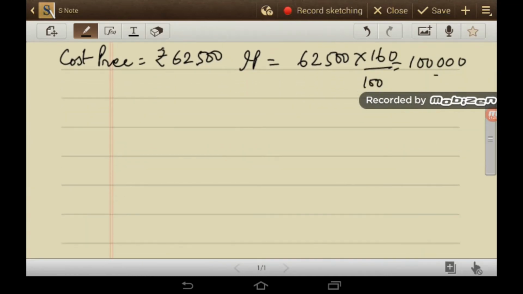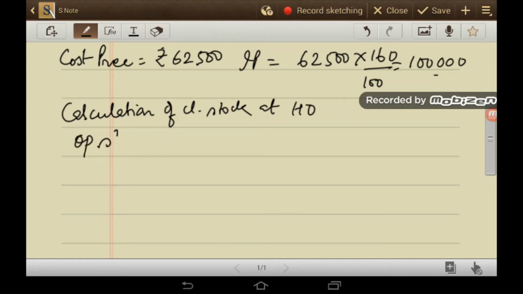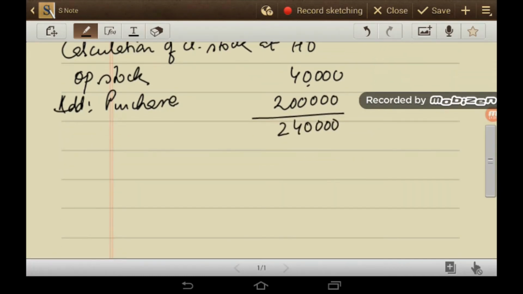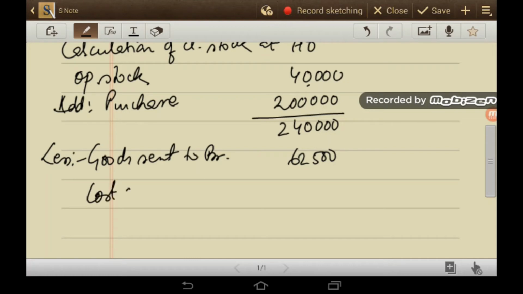So let us calculate the closing stock at head office. So what is the opening stock at head office? So this is at cost 40,000 rupees. Clear? So add the amount of purchases made by head office. This is 2 lakh rupees. So total amount is 2,40,000. Clear? Now you deduct goods sent to branch, so this is 62,500, and cost of goods sold.